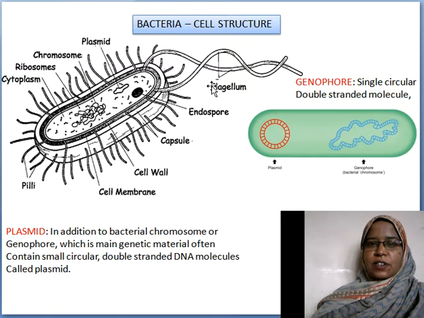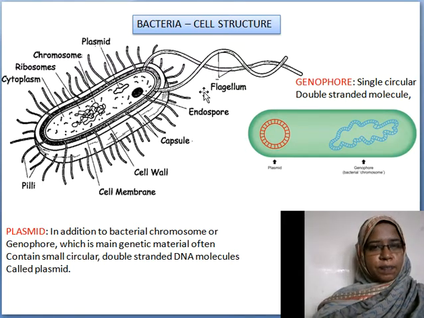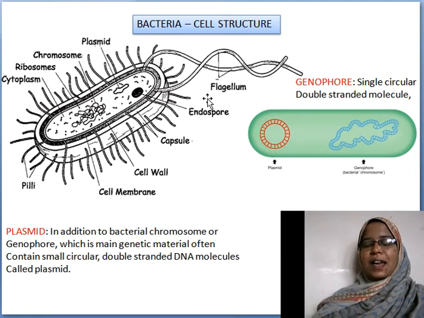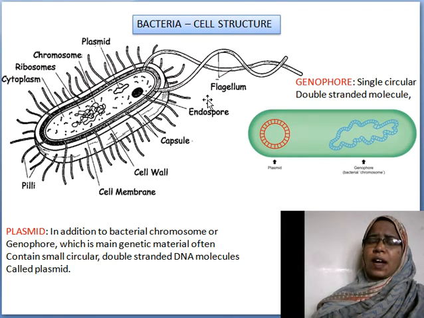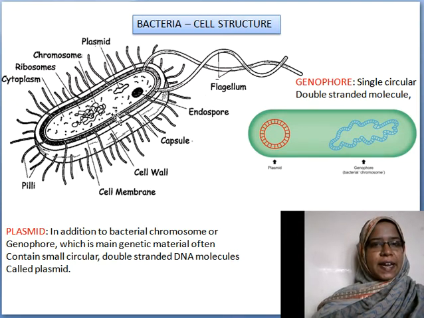To see the cell structure, you already know that bacteria are prokaryotic organisms. That means they don't have a nucleus, and definite cell organelles are also absent. Let us see what the other main parts of this bacteria are.